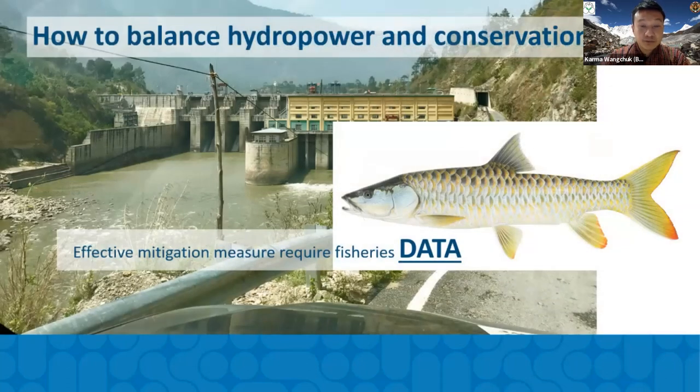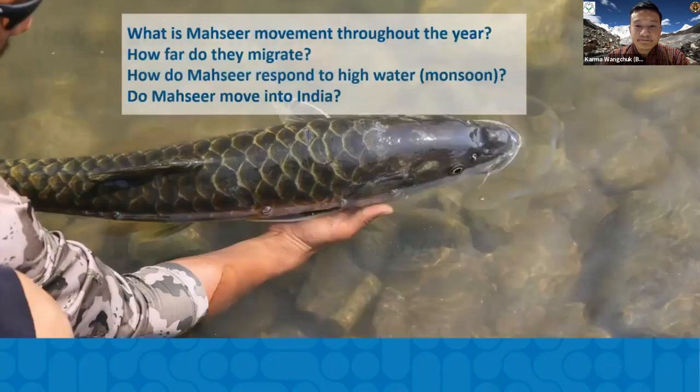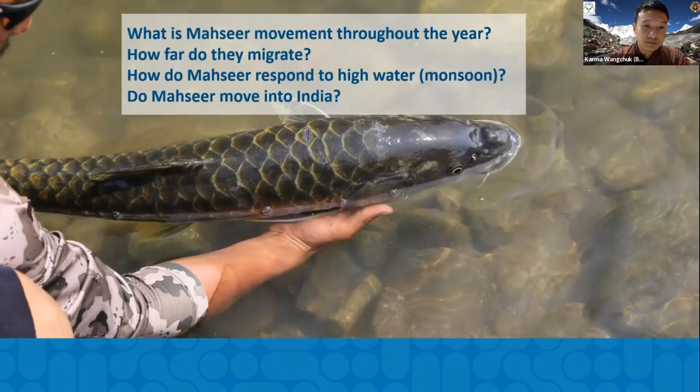Hydropowers are a major threat to the golden mahseer and its migration. And in order to come up with effective strategies for mitigation, you need to first understand the ecology and the behavior of this iconic species. Which is why we framed our study around these basic research questions regarding the mahseer migration.